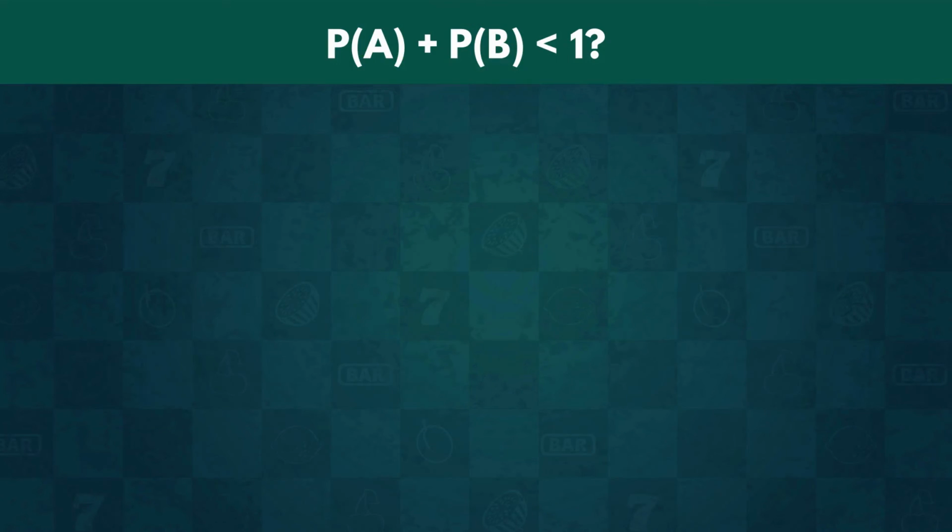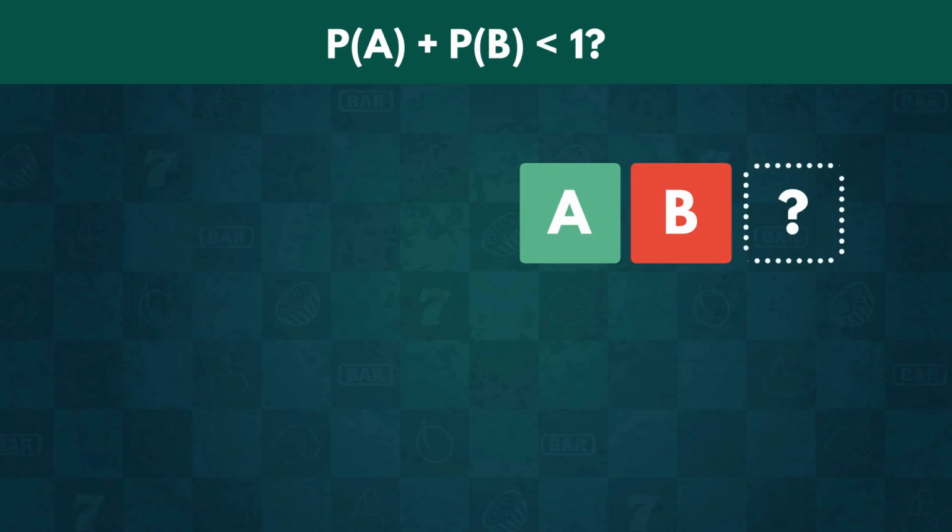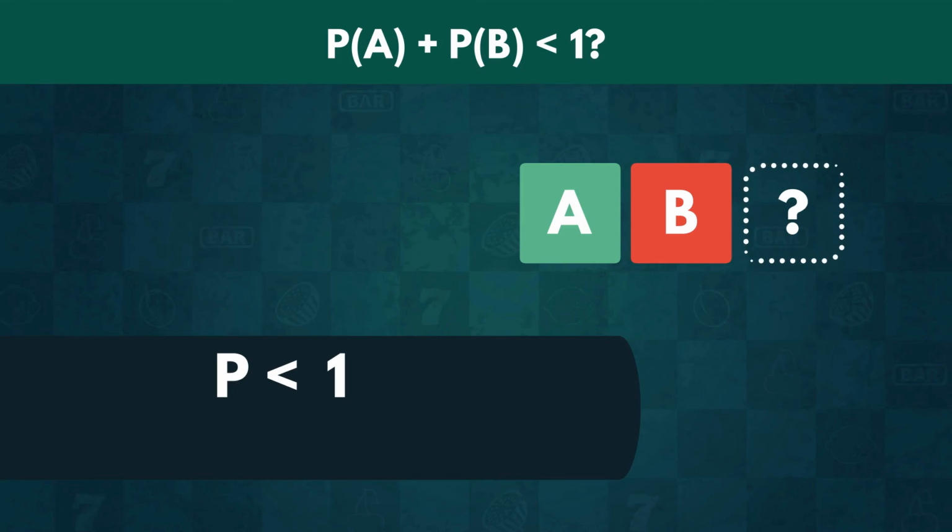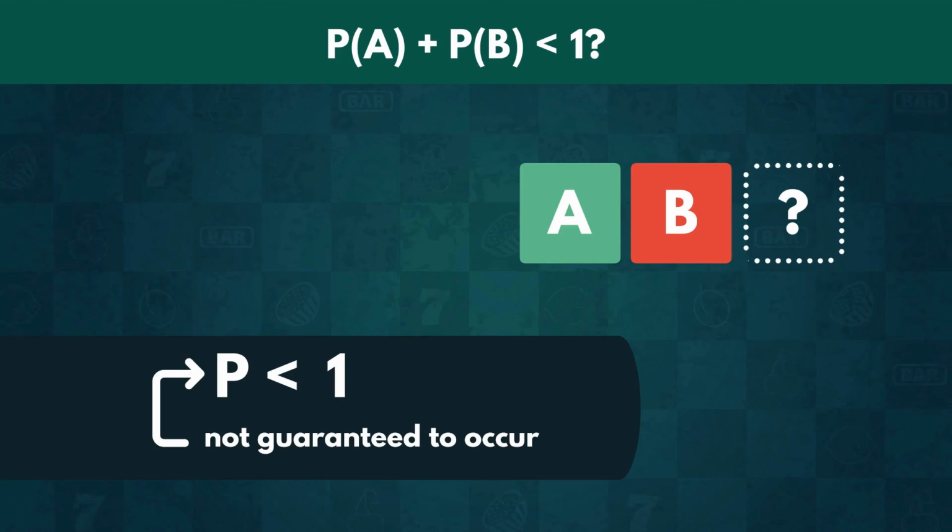Now, another peculiar case is if we end up with a sum of probabilities less than 1. Then, we have surely not accounted for one or several possible outcomes. Probability expresses the likelihood of an event occurring, so any probability less than 1 is not guaranteed to occur. Therefore, there must be some part of the sample space we have not yet accounted for.